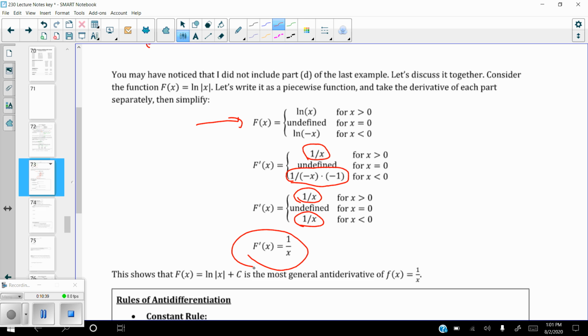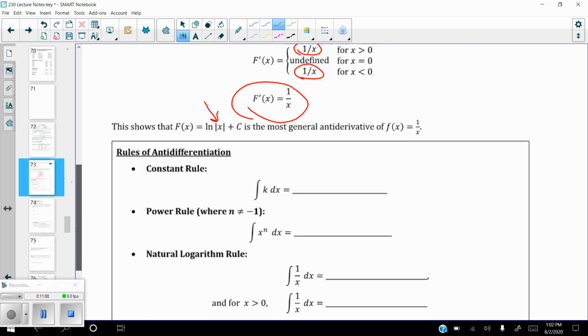Okay, the reason that that's important is because now when you take the antiderivative of 1 over x, it's very important that when you go backwards, you include that absolute value there. So when I take the antiderivative of 1 over x, it's the natural log of the absolute value of x, and then plus c. That's the general antiderivative. Okay, that's very, very important. That absolute value will come into play.